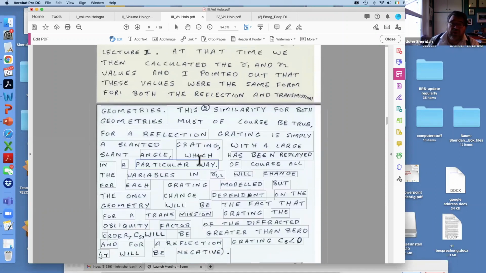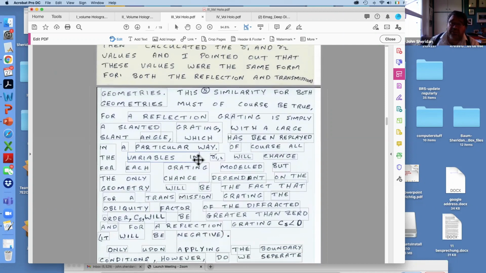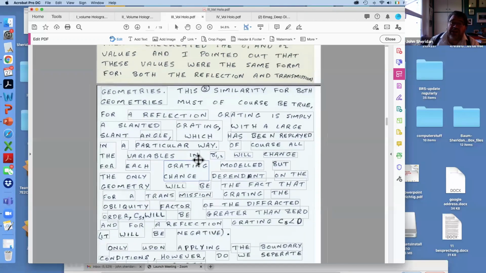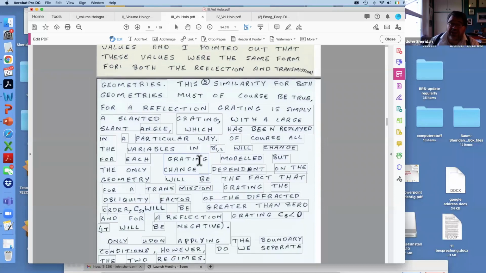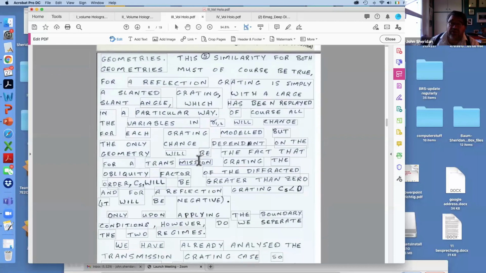So the differential equations and the generic solution of the differential equations are the same for the transmission case and the reflection case. What changes is the boundary conditions, okay? And of course, physically, what's changed is actually the orientation of the K vector. So physically, we have differences in the K vectors themselves, but mathematically, we're simply going to apply different boundary conditions to the same form.